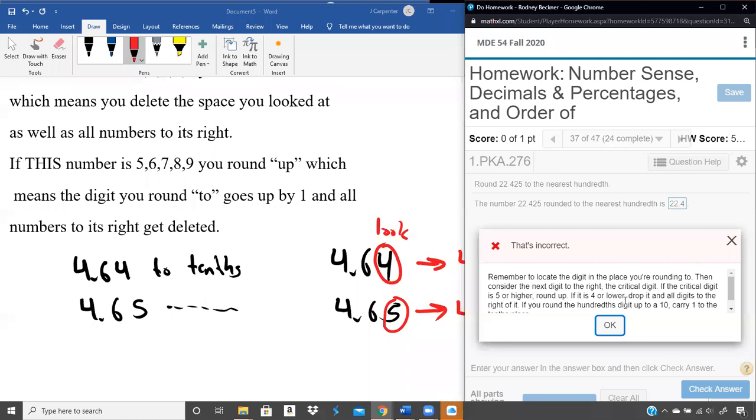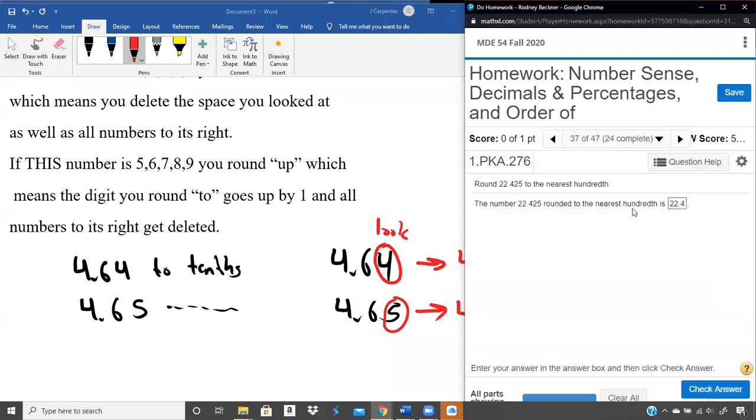No, it's wrong. Maybe that was on purpose, right? So we're rounding to the nearest hundredth. We're not supposed to be rounding to the nearest tenth. I said to look at the 2, didn't I? I rushed you on purpose. So let's take our time. Rounding to the nearest hundredth means this 2 is actually where we are going to round to, which means we look at the 5. Okay, so we're slowing down. We're going to get things right.